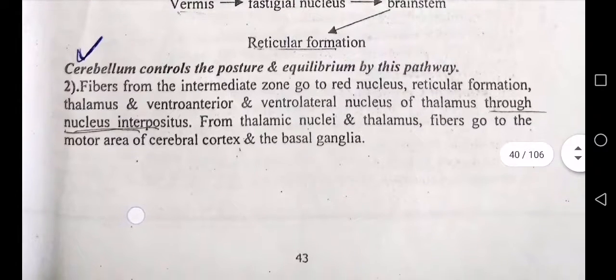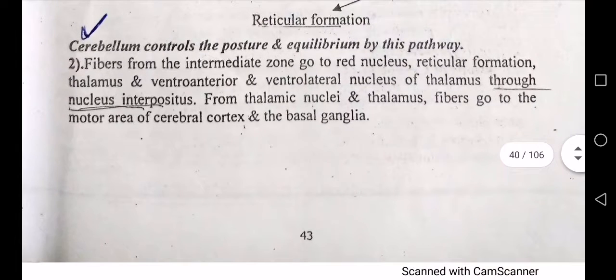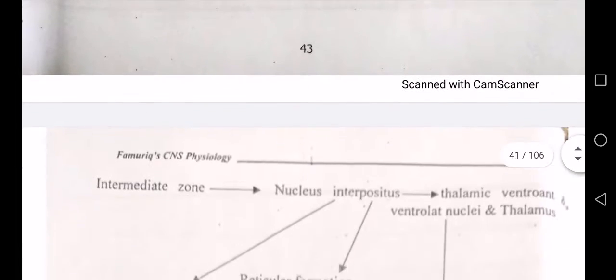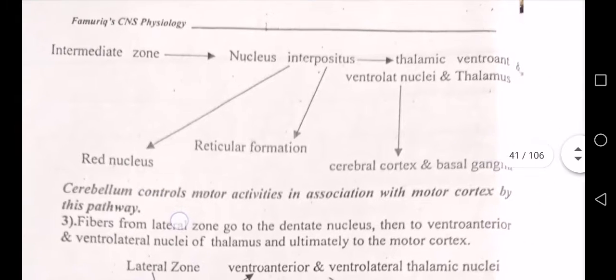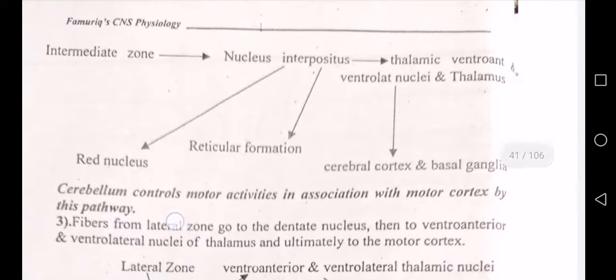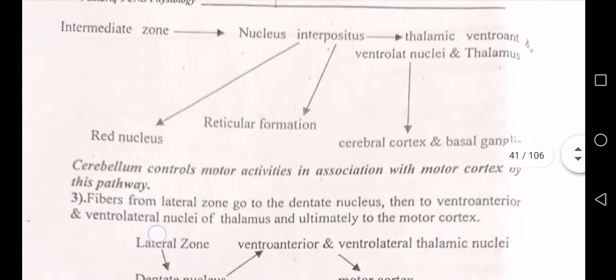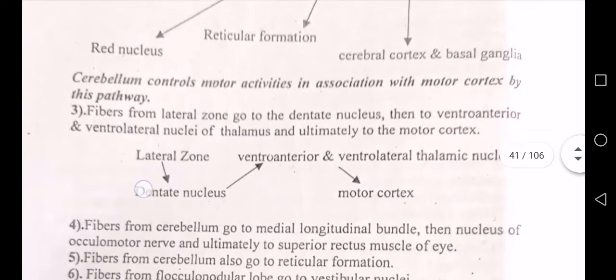Fiber from the intermediate zone goes to the red nucleus, reticular formation, and thalamus, the ventrolateral nucleus of the thalamus, through the nucleus interpositus. From the thalamic nuclei, fiber goes to the motor area of the cerebral cortex and basal ganglia. Intermediate zone, nucleus interpositus, thalamic ventrolateral nucleus, then reticular formation, cerebral cortex, basal ganglia and red nucleus.